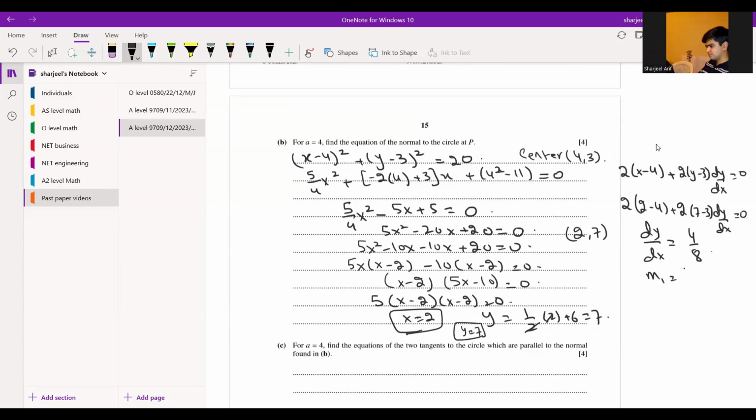So m1 will be 1/2 and m2 will be -2. And the equation will become y = -2x + c. Substitute the values of x and y again. So this will be 7 = -2 into 2 plus c, and c will be equal to 11. So the answer for the equation of the normal will become y = -2x + 11. That's our final answer.